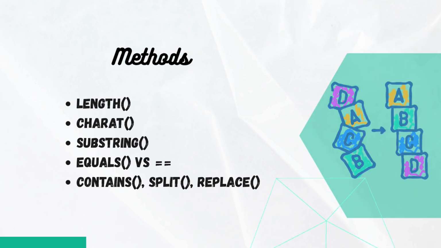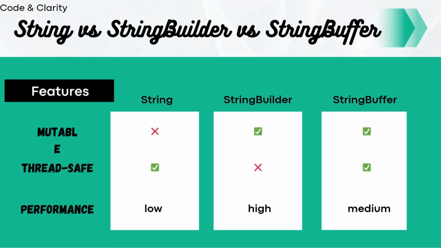Now we will quickly look into the differences between String versus StringBuilder versus StringBuffer. This is one of the most frequently asked interview questions. So let's compare. See, according to features we will compare. The first feature we will consider is mutability. So String is immutable, and StringBuilder and StringBuffer both are mutable.